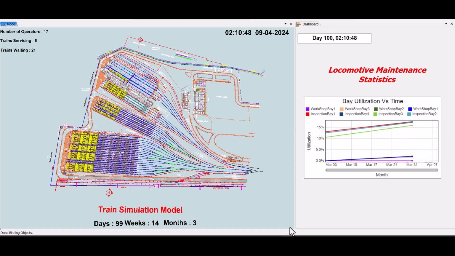This environment replicates the railway network and maintenance depots, incorporating key elements like train schedules, maintenance activities, and resource availability. The simulation focused on planned maintenance, allowing us to assess the impact of activities on train availability and resource utilization. Key performance indicators like maintenance turnaround time, train availability, and resource utilization were introduced.